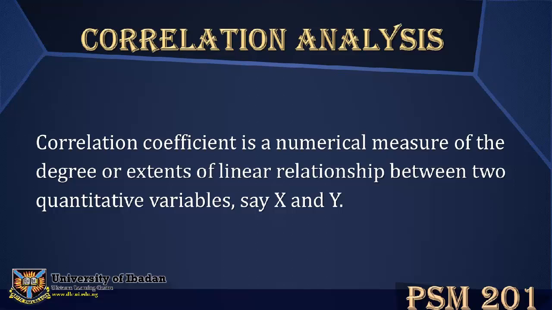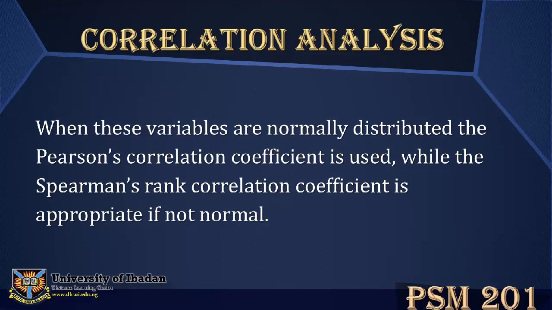Correlation analysis. Correlation coefficient is a numerical measure of the degree or extent of linear relationship between two quantitative variables, say x and y. When these variables are normally distributed, the Pearson's correlation coefficient is used, while the Spearman's rank correlation coefficient is appropriate if not normal. Examples of such investigation include relationship between maternal weight and baby's weight, CD4 count and age, blood pressure and body mass index, and so on.